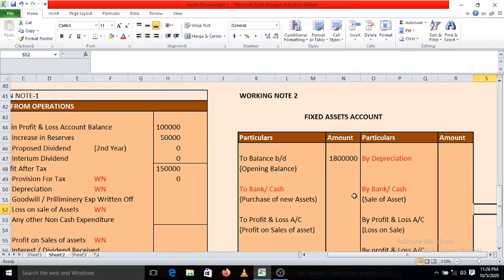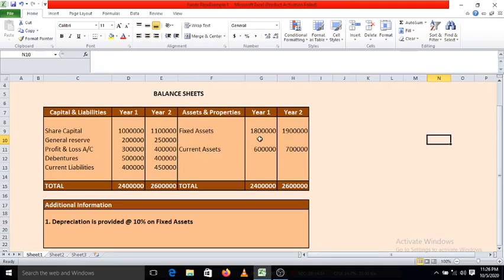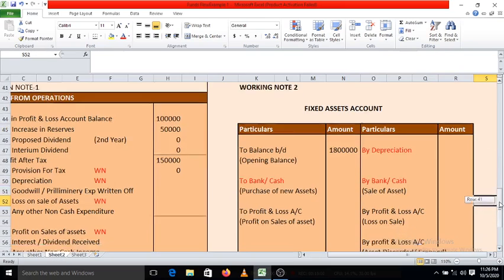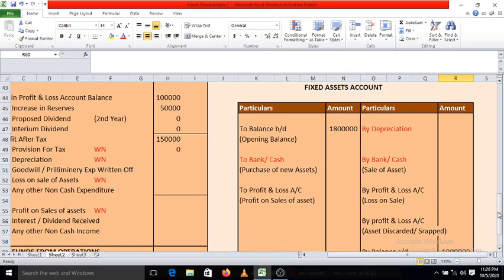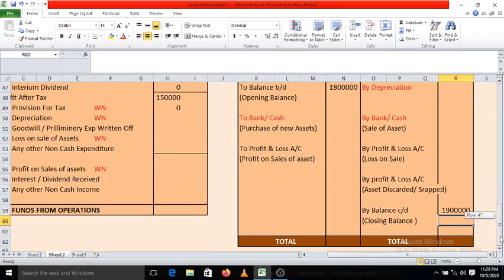So opening balance is 18 lakhs. You can check out here. So here it is opening balance 18 lakhs. So closing balance obviously 19 lakhs. So that I will write on fixed asset account credit side, closing balance here 19 lakhs. So opening balance 18 lakhs, closing balance 19 lakhs.